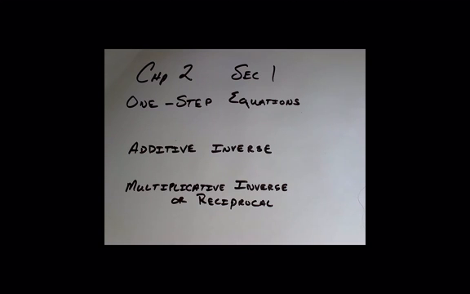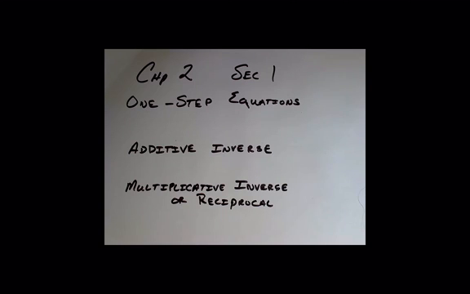Chapter 2, Section 1. We're going to take a look at one-step equations. The two one-step equations that I want to look at are called an additive inverse and a multiplicative inverse. The multiplicative inverse can also be talked about as the reciprocal of the number. We've worked on multiplicative inverses or reciprocals before, so this should be kind of a review from Chapter 1.